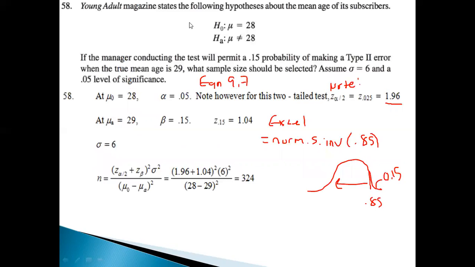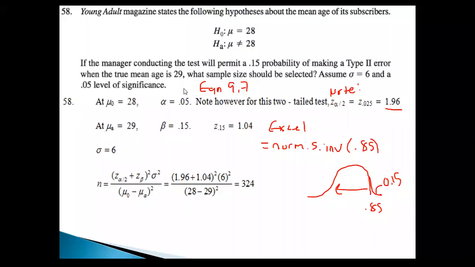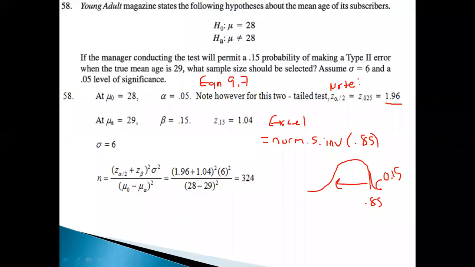All right, so let's do, I think this is the last one. Young Adult Magazine states the following hypotheses about the mean age of its subscribers. H0, mu equals 28, HA, mu is not equal to 28. Now, if the manager conducting the test will permit a 0.15 probability of making a type 2 error when the true mean age is 29, what sample size should be selected? Assume, again, sigma is 6 and a 0.05 level of significance.